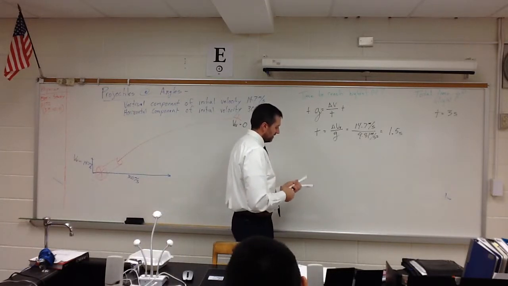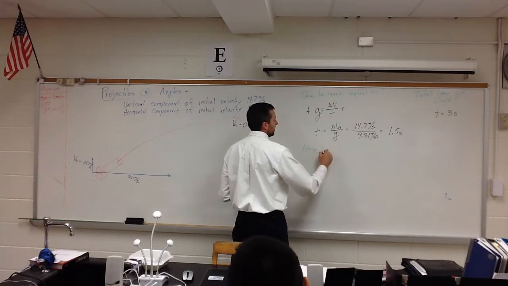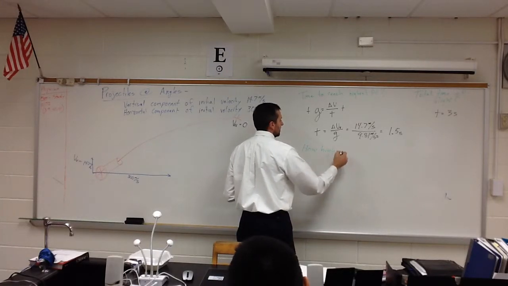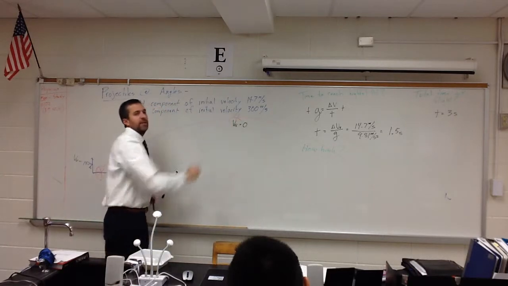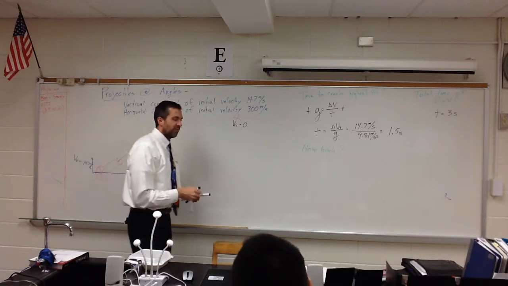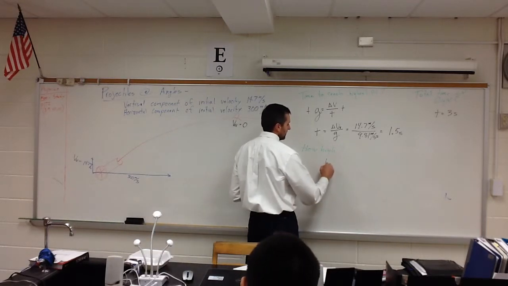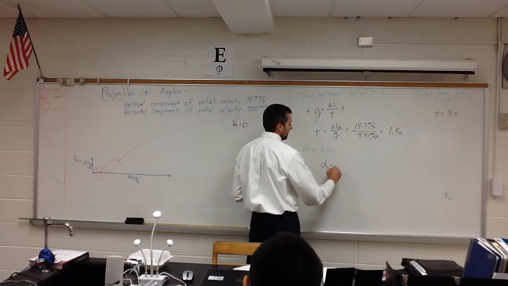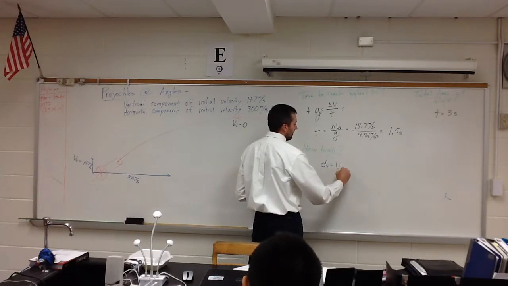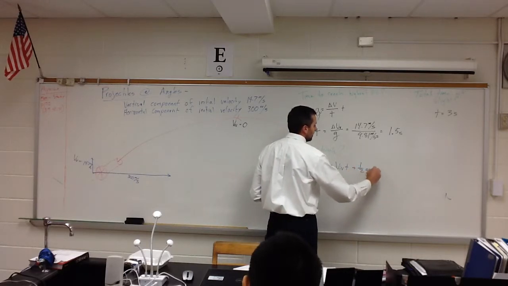How high is that point right there? How high is the highest point? And we're going to again revert back to the equation that we learned in the previous video, which is dv equals VIVT plus 1/2 GT squared.